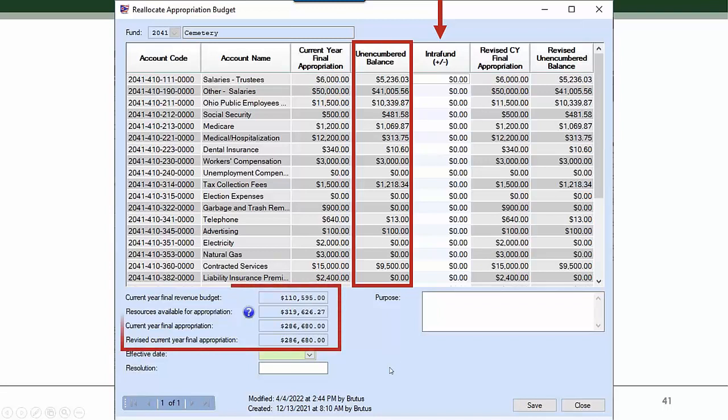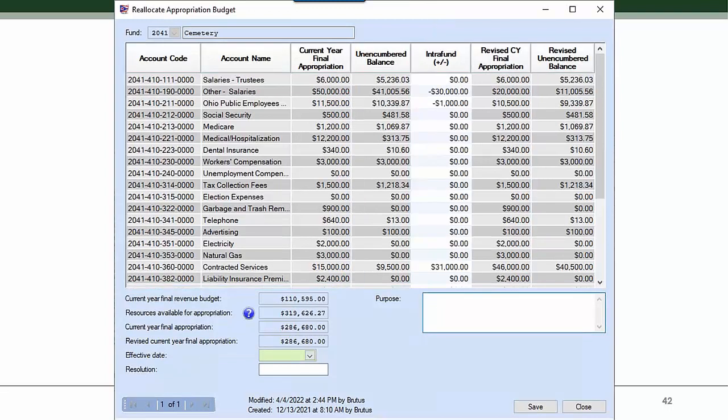And you want to look down here at this grid. This grid, the last two items there, shows the current year final appropriation. What are your appropriations now? And then the revised current year final appropriation shows what it is after you enter figures in the intrafund column. And they have to be identical. All your pluses have to be equal to all your minuses because it has to net to zero. It cannot change the total appropriation.